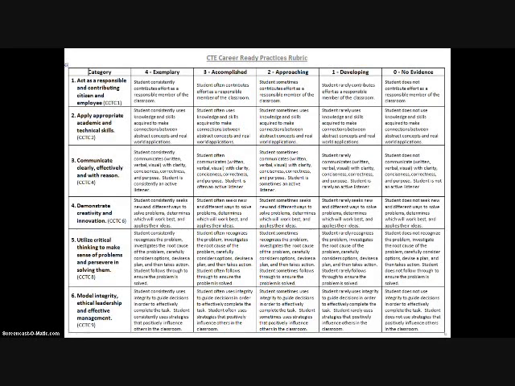This is the CTE Career Ready Practices Rubric. This rubric was developed by a team of teachers from various program areas in both the high school and middle schools. And a copy of this rubric, this presentation, and other resources can be found on the U drive in a folder titled Rubrics Workshop.